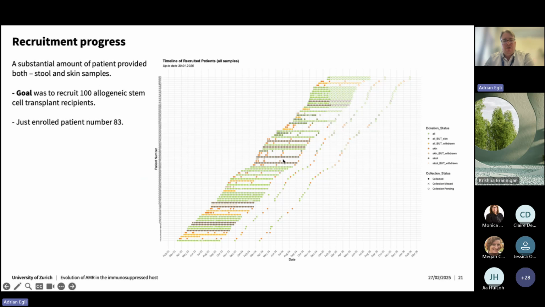So here you can see the recruitment. Our recruitment goal is to recruit 100 patients. Currently, we are at patient 83, and you can see that in about 60, 70 patients, we already have the very initial period, which is probably the most interesting part of the study, already finished. So this first half a year of follow-up. And we will close the study end of April. So most likely we will not reach 100 allogeneic stem cell transplantations. Perhaps we will reach 90, but that's still absolutely plenty.